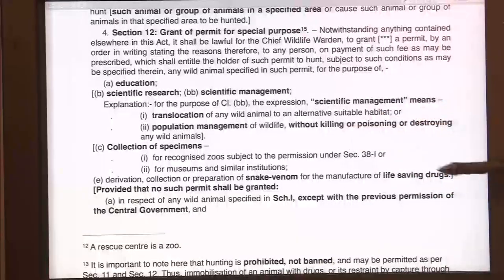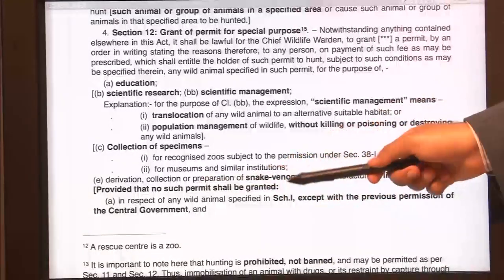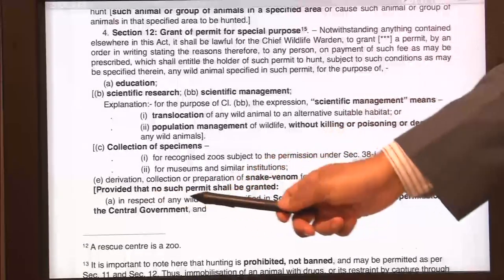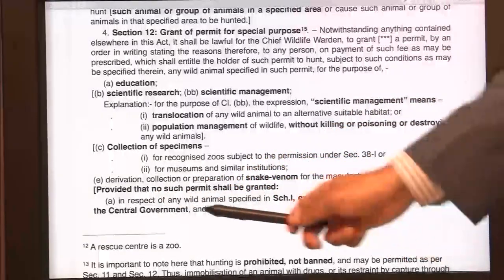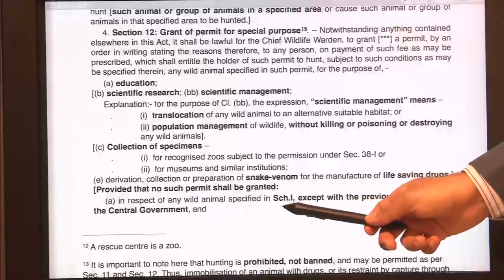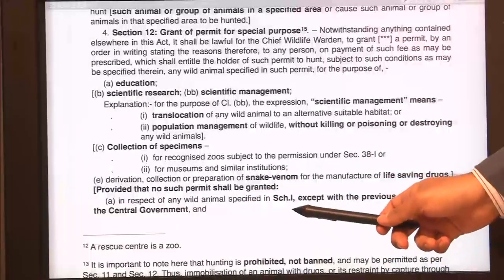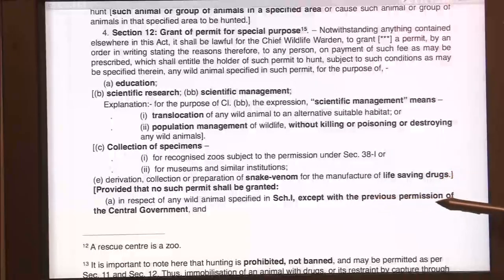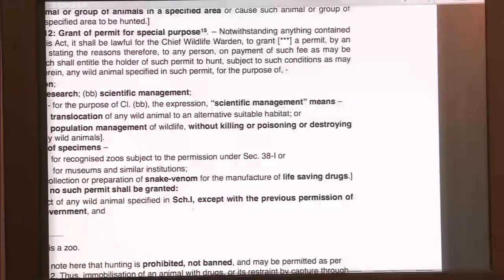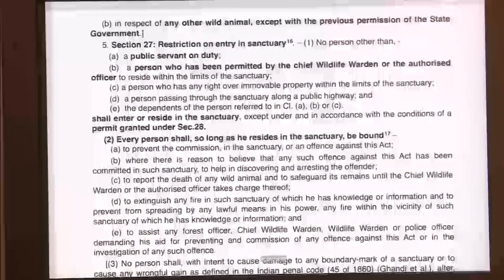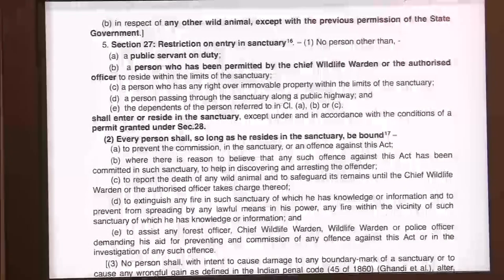Now, all of these things have another category here, that provided no such permit shall be granted in respect of any wild animal specified in Schedule 1. Again, we note that Schedule 1 is the most important animal, except with the previous permission of the central government. So, in the case of Schedule 1 animals, even if you are giving these permissions, there has to be a letter from the central government. And in respect of any other wild animal, except with the previous permission of the state government.